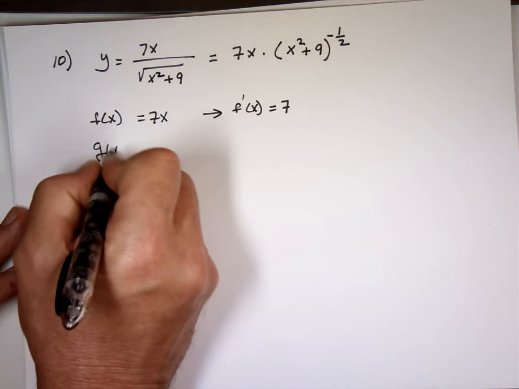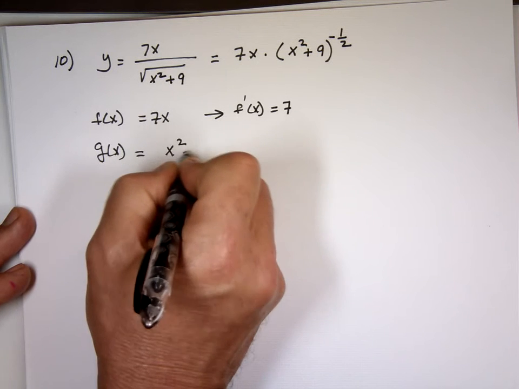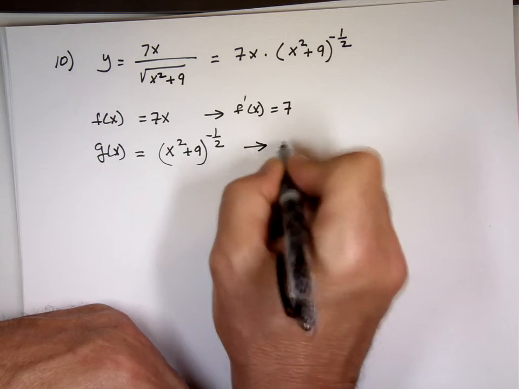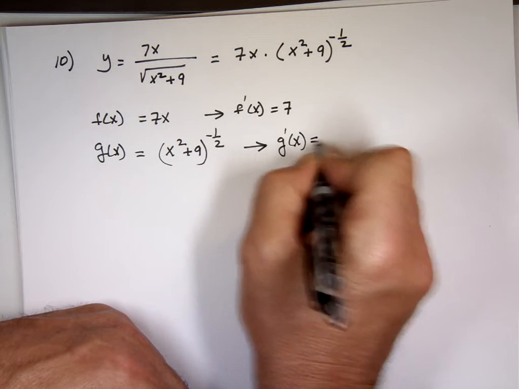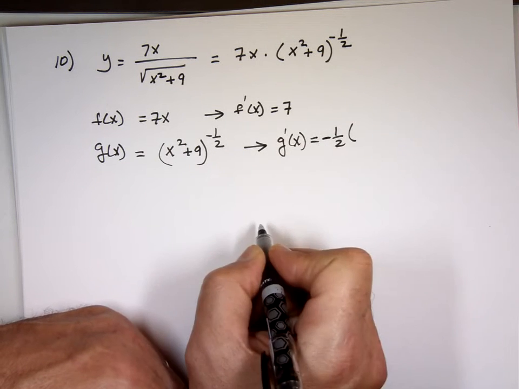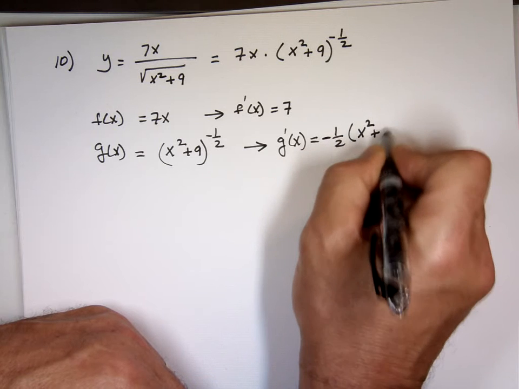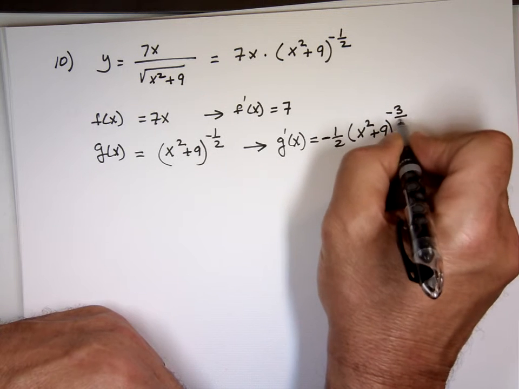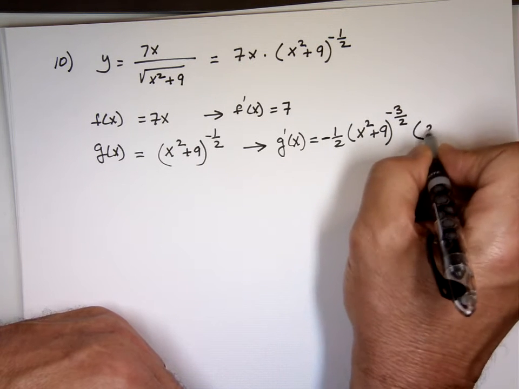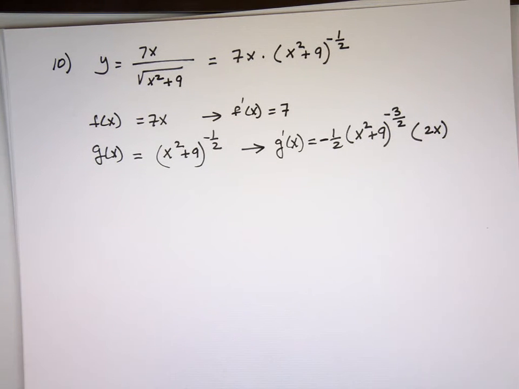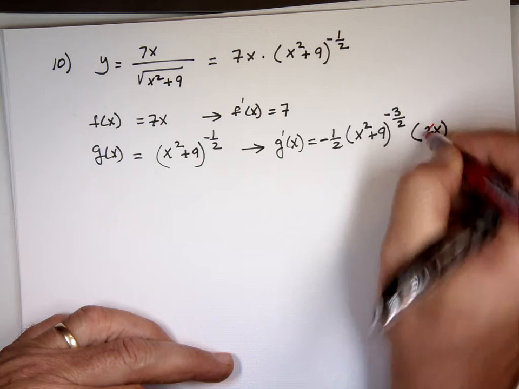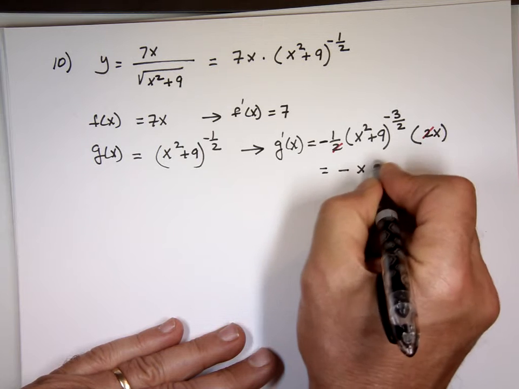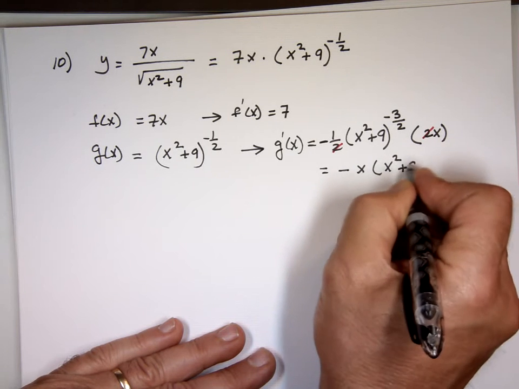g of x is x squared plus 9 to the negative 1/2. And the derivative of that, negative 1/2 times x squared plus 9 to what power? Negative 3/2. Subtract 1 from the power times the derivative of what's on the inside, which is the 2x. And if you simplify this quickly, that 2 cancels this 2. So you end up with negative x times x squared plus 9 to the negative 3/2.